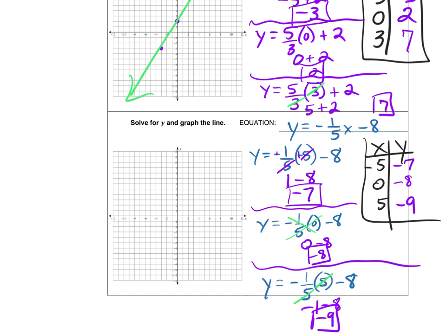Going to now plot my points. So I have negative 5, negative 7, 0, negative 8, and 5, negative 9. Right there. Draw my line.